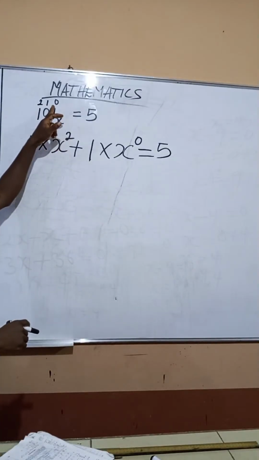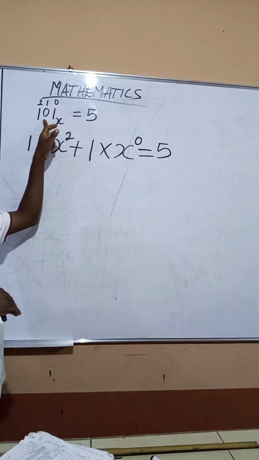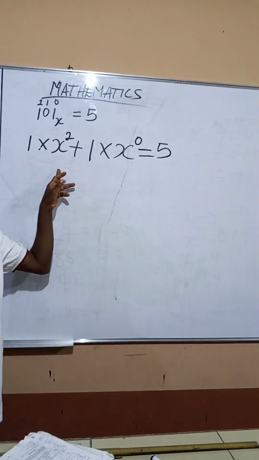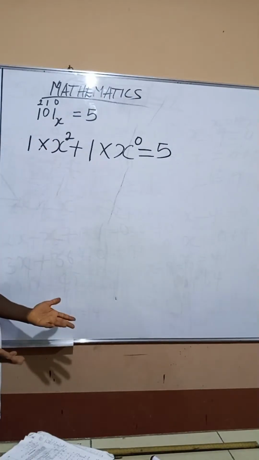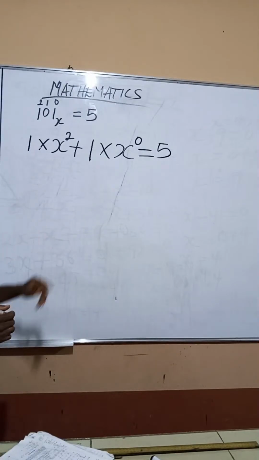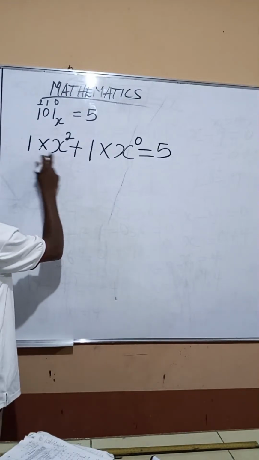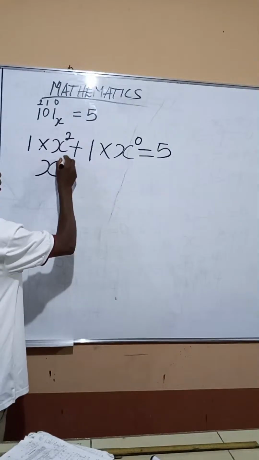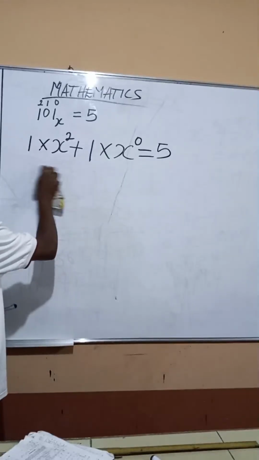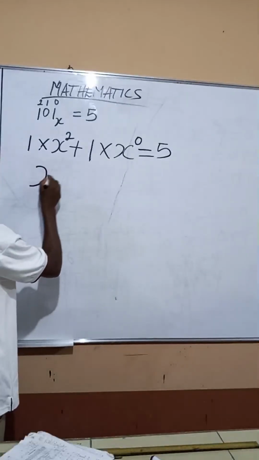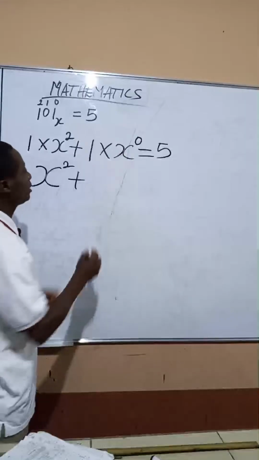But note that at this point there is 0, which means that position in the expansion is meaningless, simply because whatever you multiply by 0 will be 0. So there's no point wasting our time. What we are simply going to do is work with these ones. So let's proceed. 1 times x squared will give us x squared. Then plus 1 times this, okay?